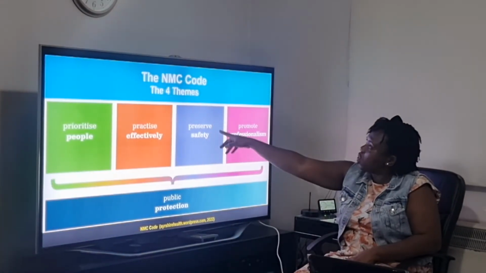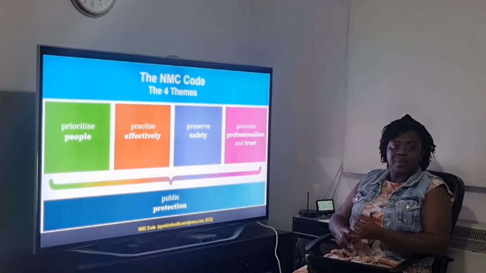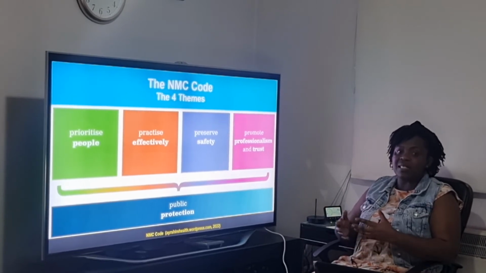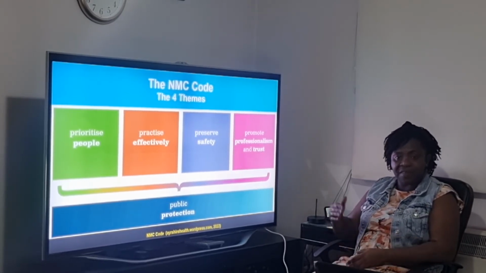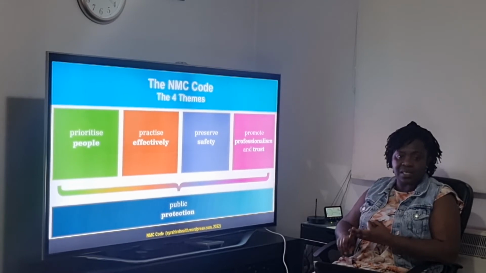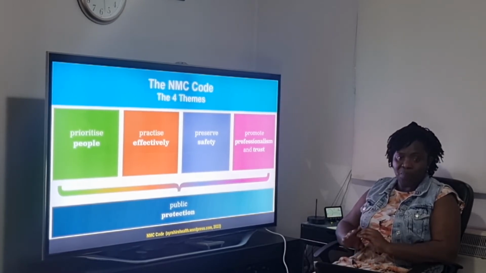The NMC code. The code is the professional standard that nurses, midwives, and nursing associates must uphold to be registered to practice in the UK. The code, originally created in 1950 and revised in 2015, exists to hold NMC registered nurses, midwives, and nursing associates accountable for their actions, particularly when they fall short of their professional standards. The code is written in law.